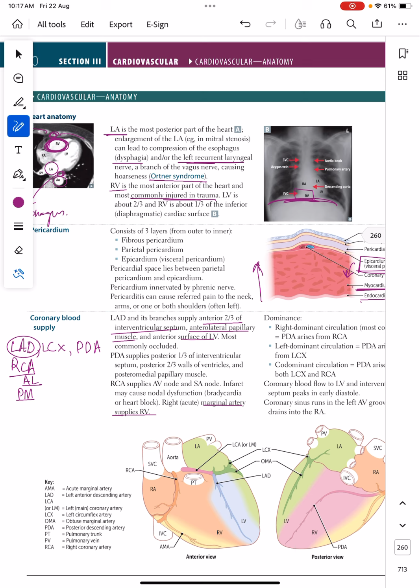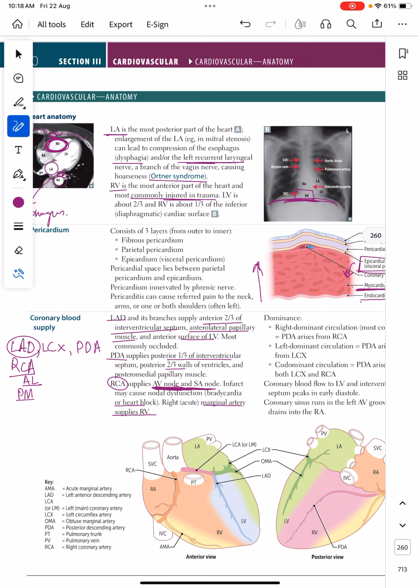The right coronary artery supplies the SA node and the AV node. This is important. Just remember that the SA node and the AV node are supplied by the right coronary artery. An infarct may cause bradycardia or heart blocks. The posterior descending artery supplies the posterior one-third of the interventricular septum and the posterior third of the walls of the ventricles. So the anterior two-thirds of the interventricular septum is supplied by the LAD, and the PDA supplies the posterior one-third.